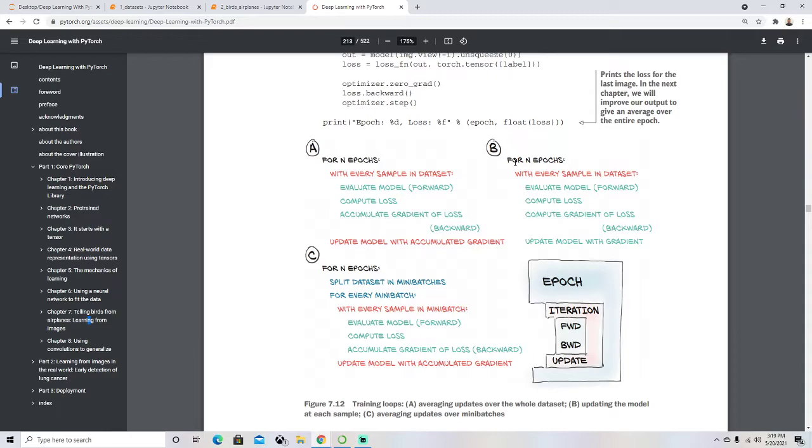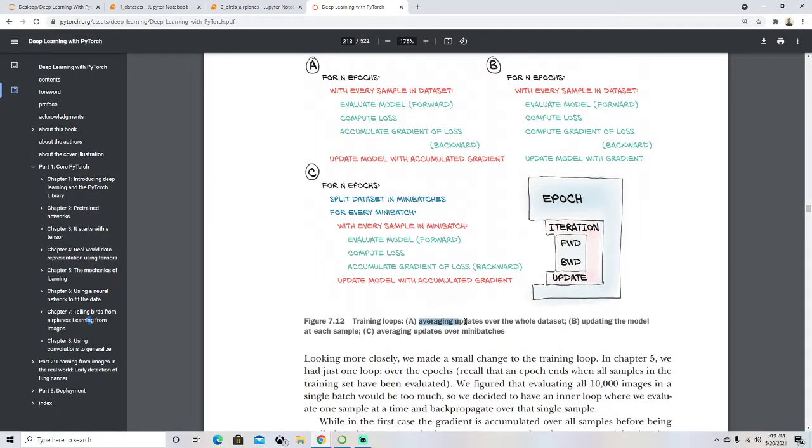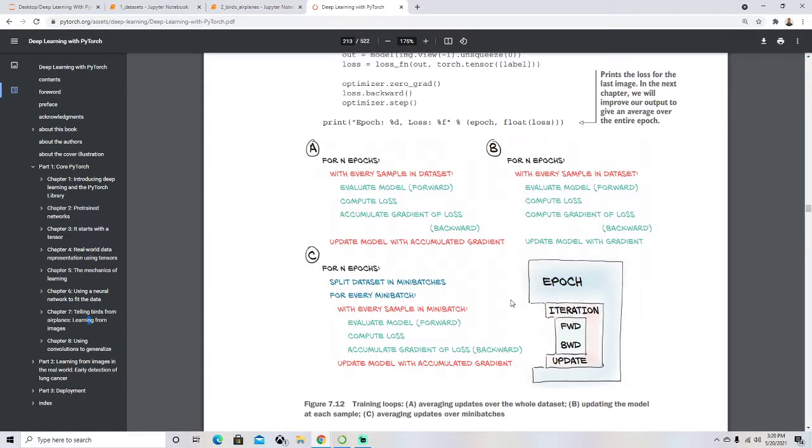And I don't know what B is supposed to be. For n epochs, it looks like B is compute loss of gradient. So A is averaging updates over the whole data set. B is updating the model at each sample.